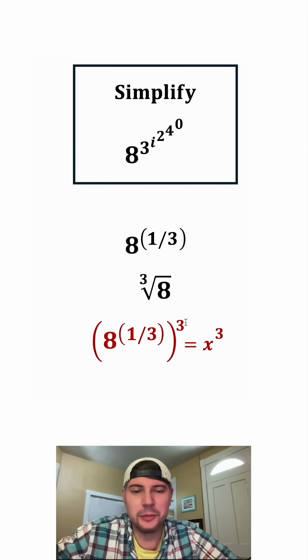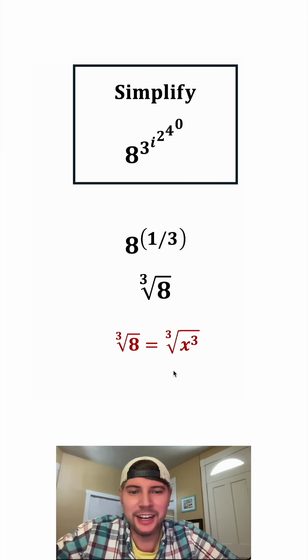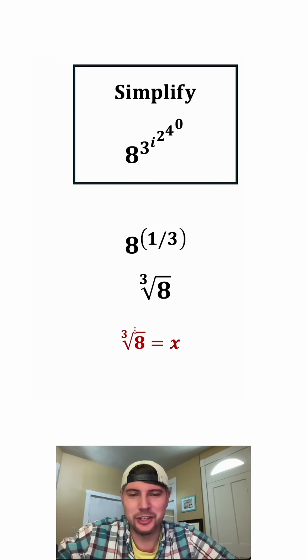This 1/3 is going to multiply by the 3, which gives us 1. And then 8 to the first power is 8. Now we have 8 is equal to x cubed. From here, we can cube root both sides. And on the right-hand side, this cube root and the cube will cancel each other out. So we end up with x is equal to the cube root of 8. And that's the same thing we had from the notes.